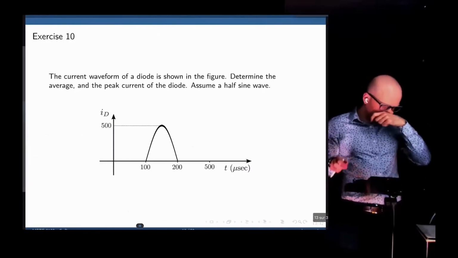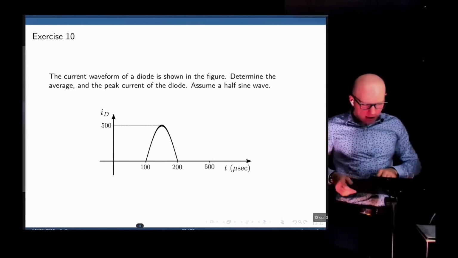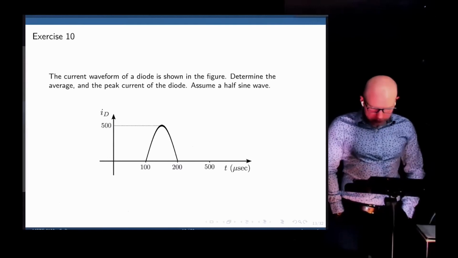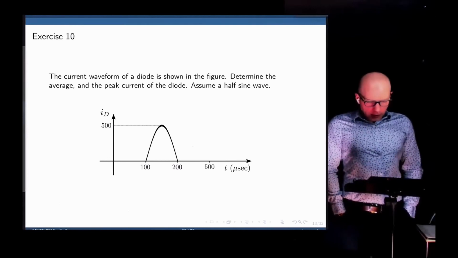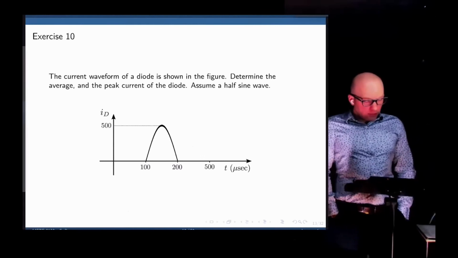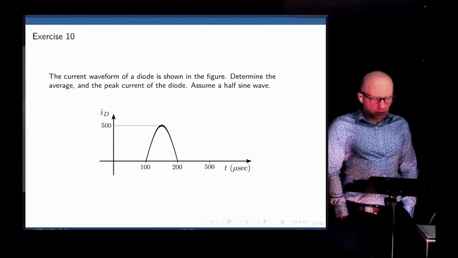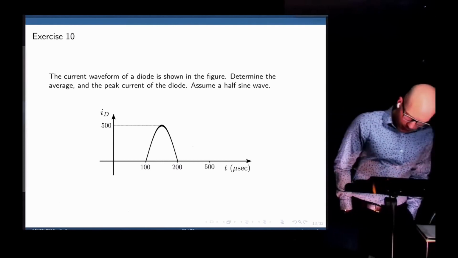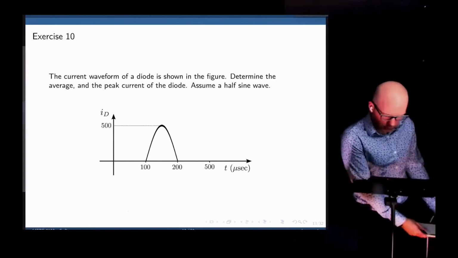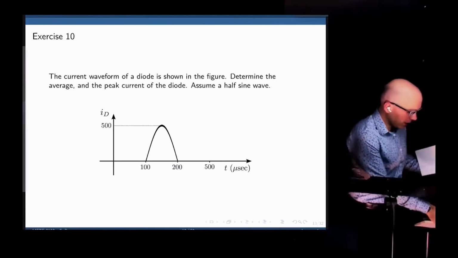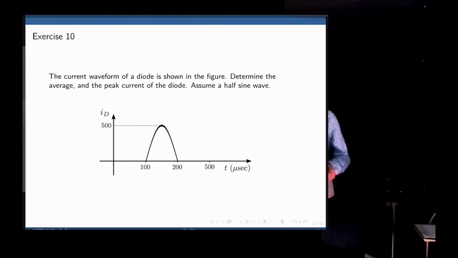Let's do one exercise. So here we have the current flowing through a diode, given like this. We have the current waveform of a diode shown in the figure. Determine the average and the peak current of the diode. Assume a half sine wave. Very well. So this is what we see in the diode. We are assuming that this comes from a sine wave, and this is the rectified voltage from a diode.